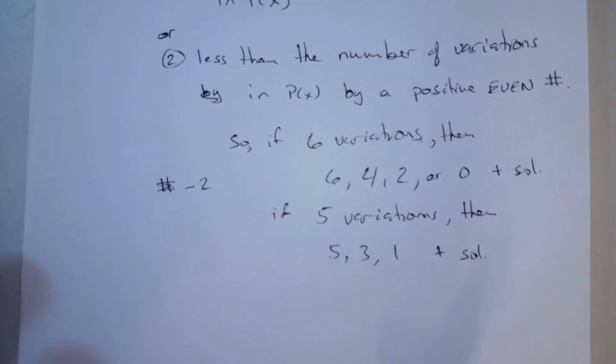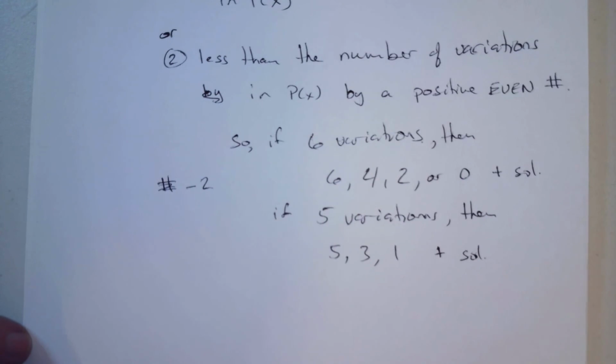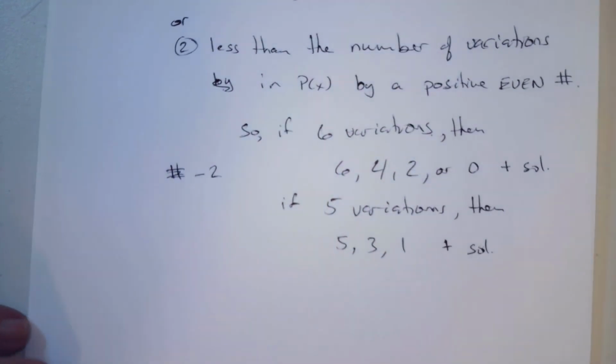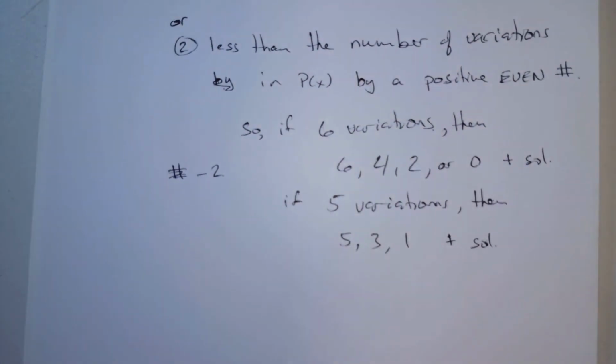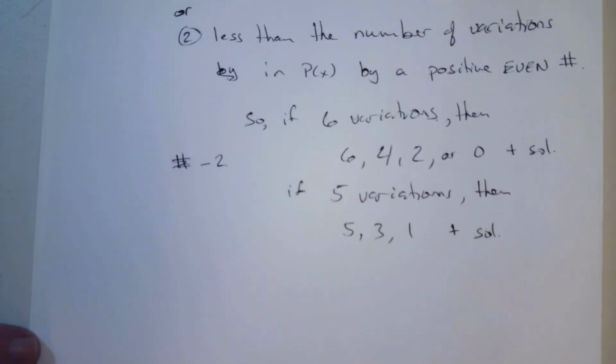The reason for this is because if there aren't that many positive solutions or negative solutions, that means the remainder part has to be taken up by imaginary numbers, the i's or the radicals. And those always come in pairs, remember from earlier? They always have to have a conjugate pair, so that's the reason we subtract by 2.